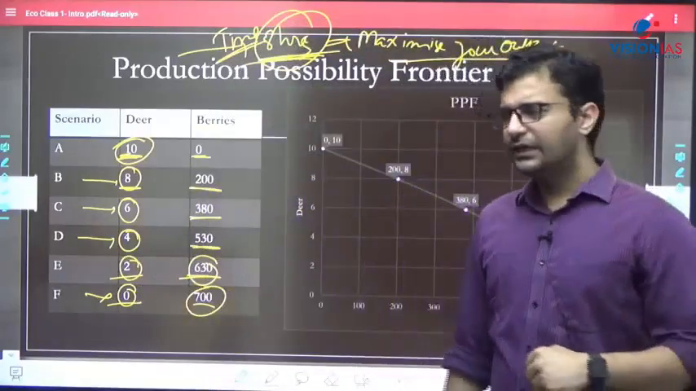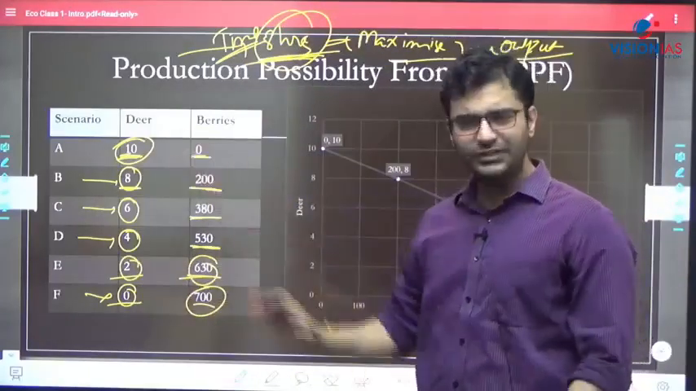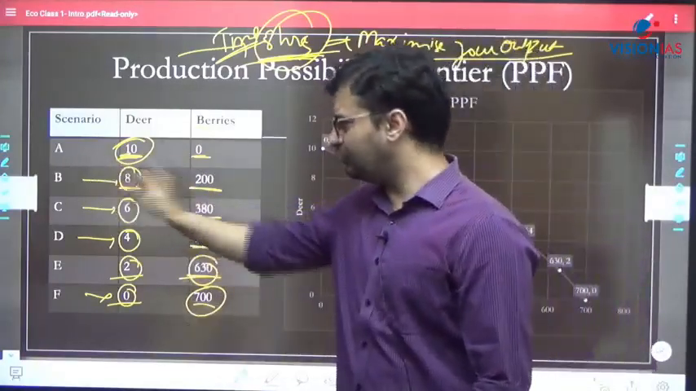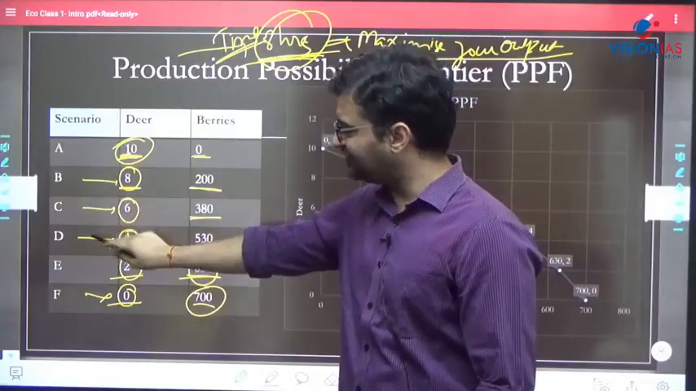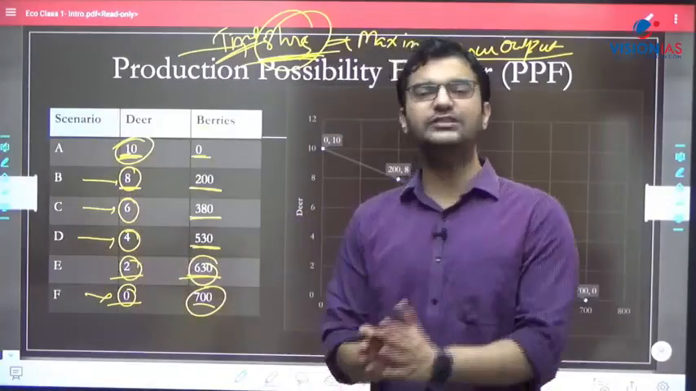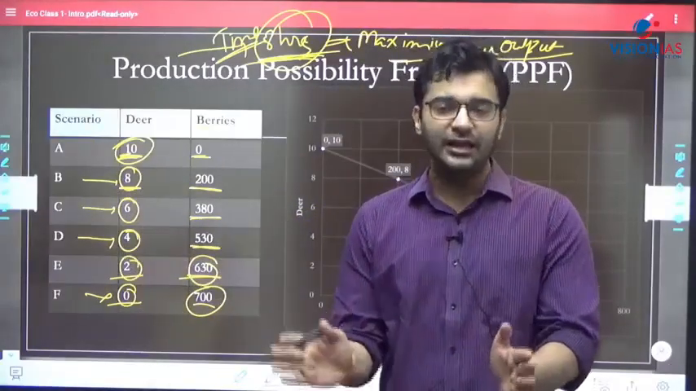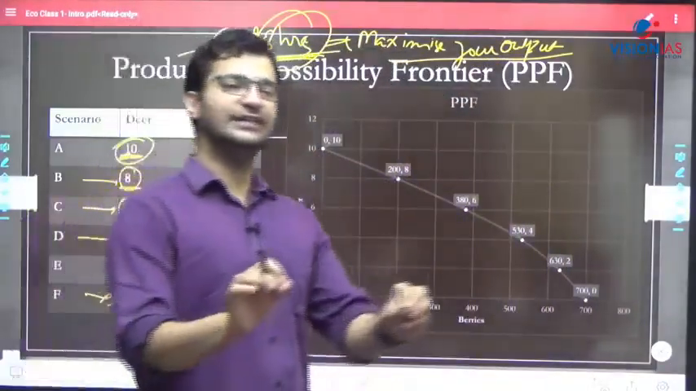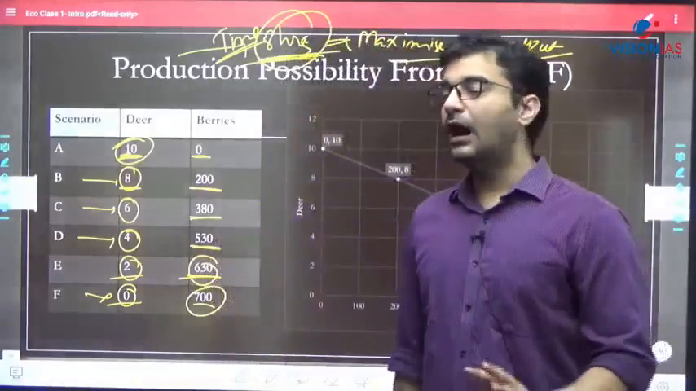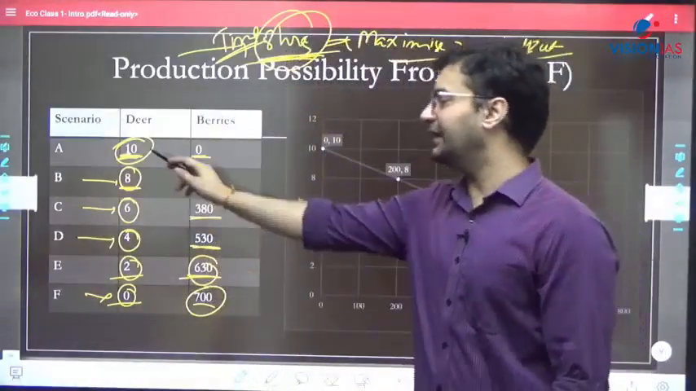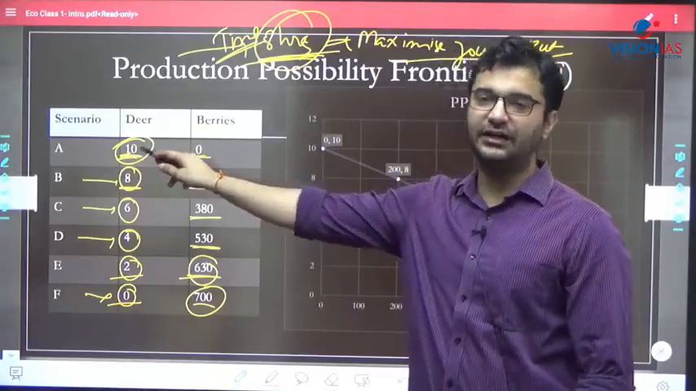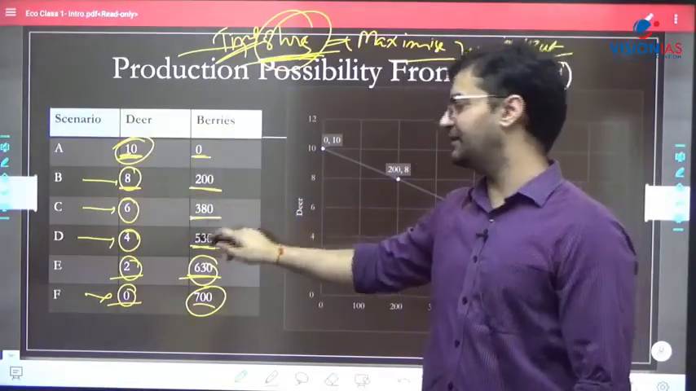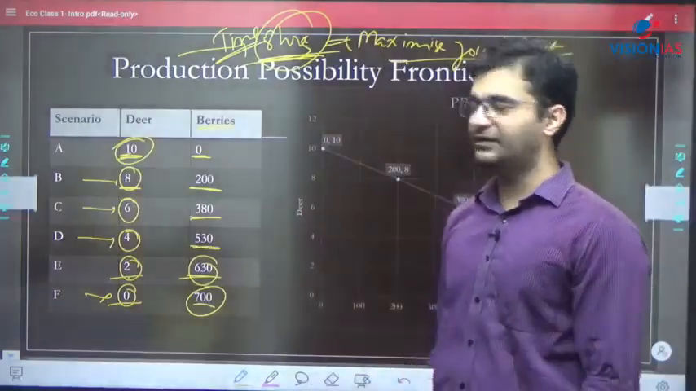Therefore, there is no scenario which can be considered better than the others. A is equally good as B, B is equally good as C, which is equally good as D, E and F. All scenarios are equally good, because in all of them the resource utilization is maximum. How would you now choose whether you hunt 10 deer and gather 0 berries, or hunt 6 deer and gather 380 berries, or hunt 2 deer and gather 630 berries?